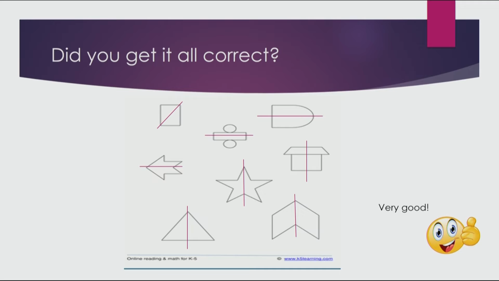Which shape? Can we notice it? Yes, it's the first shape. Very good. So the first shape is a rectangle. Can a rectangle have a diagonal line of symmetry? No. It can have a vertical line of symmetry or a horizontal line of symmetry.